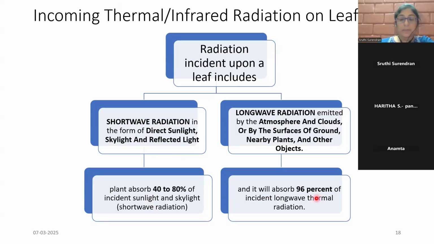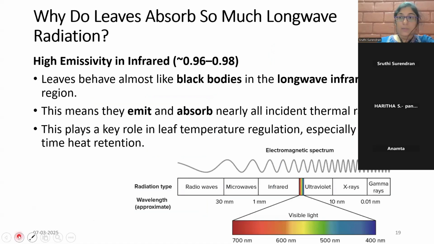Now, why is it that plants are taking up so much more long wave radiation in comparison to shortwave radiation? It is because these plants behave like black bodies, nearly like black bodies. Black bodies are those bodies that absorb all of the light, and in the same way plants also behave that way. So as a result it absorbs all the incident thermal radiation, and in the same way it will also emit the same levels of thermal radiation that it is capable of absorbing.